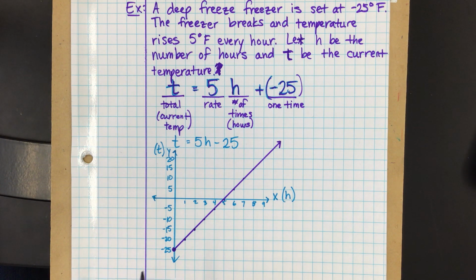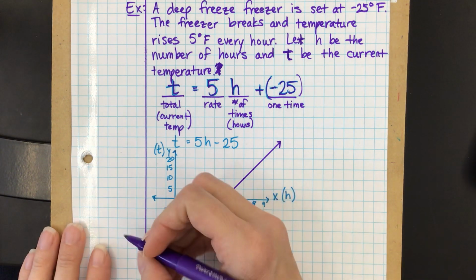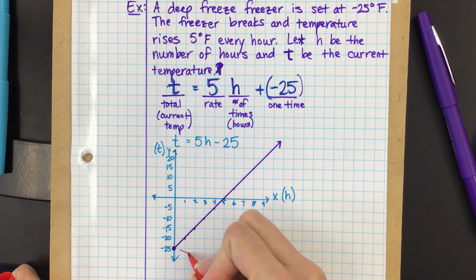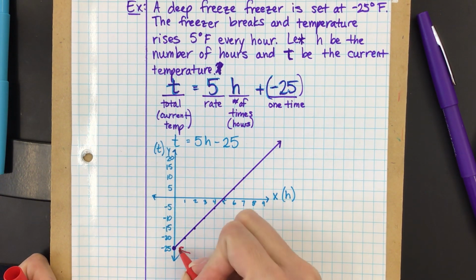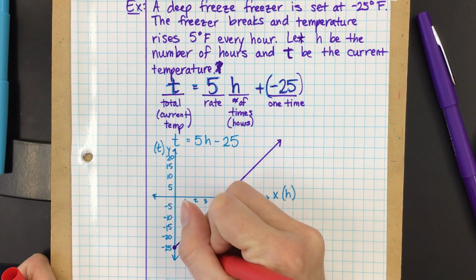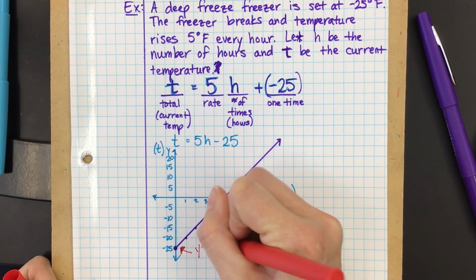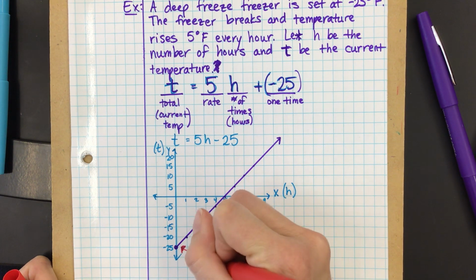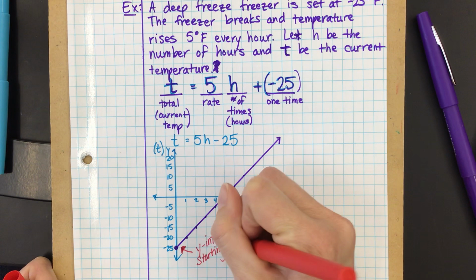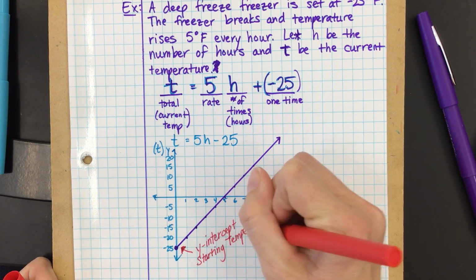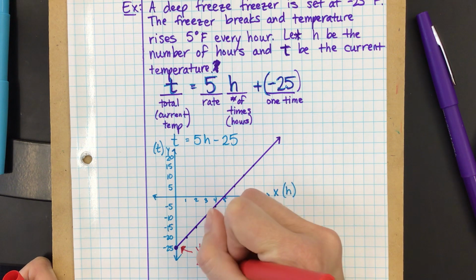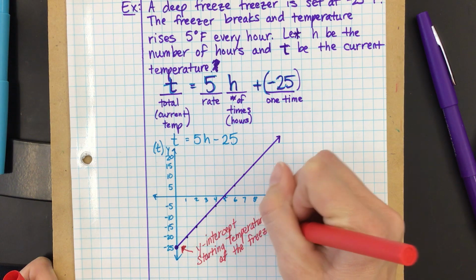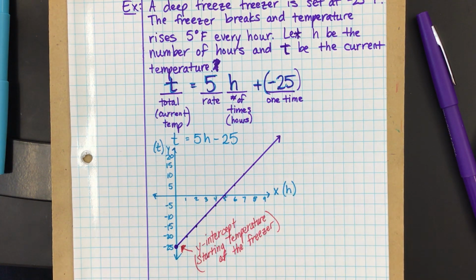I do want to point out a couple things about this graph before we move on. In this case right here, I'm going to choose a different color too. This is your y-intercept. And in this case, the y-intercept represents the starting temperature of the freezer. Okay, starting temperature of the freezer.